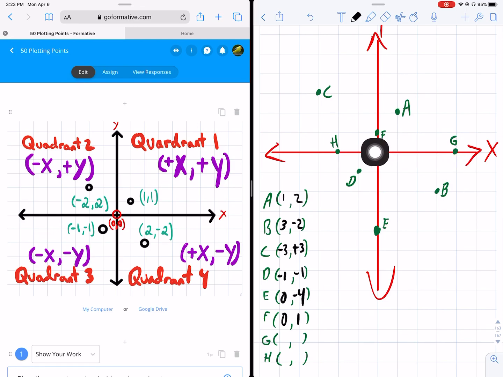This time, I only have to count 4 to the right, and I don't have to go up or down. So because I don't have to go up or down, it's just going to be 4, 0. And H is 2 to the left, so that's me going this way. That's negative 2, but also I don't have to go up or down. So it's just going to be negative 2, 0.